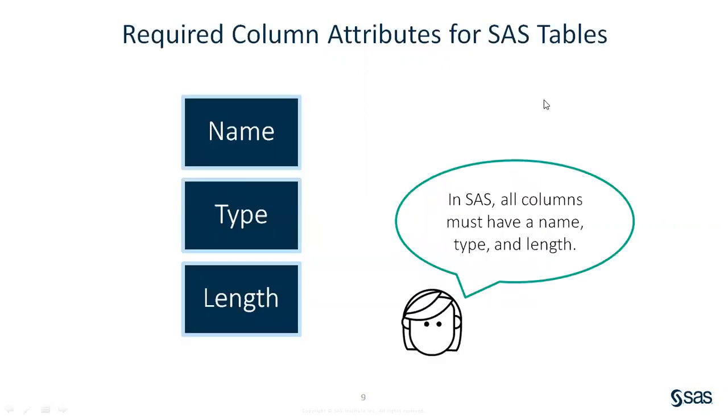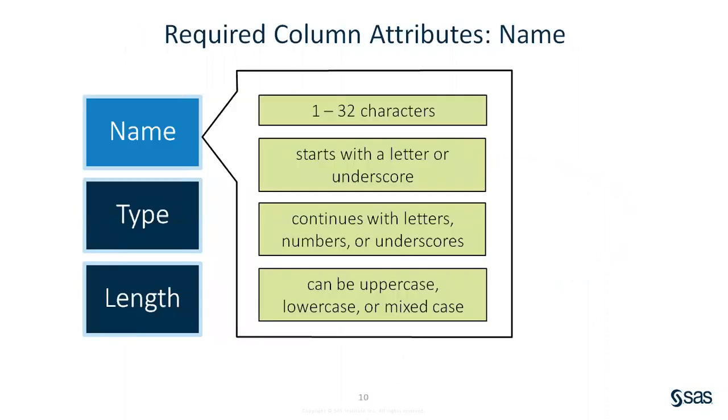So what are column attributes for a SAS table? As we discussed, column attributes describe the columns. That means the names of the columns, the type of columns, and the length of the columns. In SAS, all columns must have a name, type, and length. It's very important.